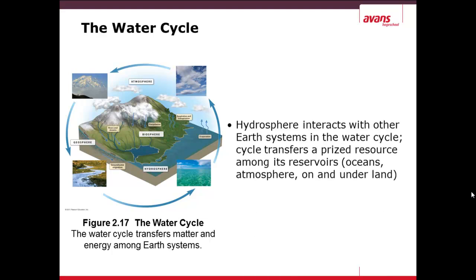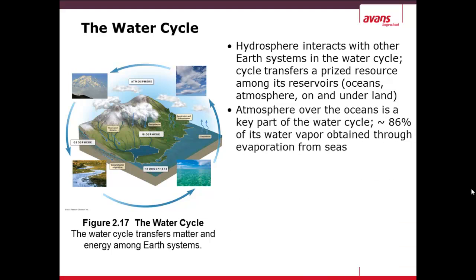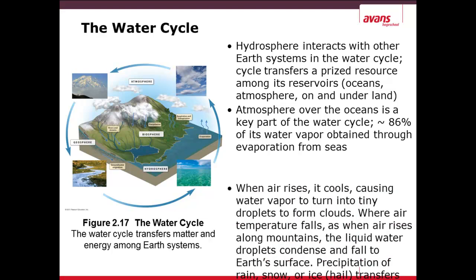The water cycle. The hydrosphere interacts with other Earth systems in the water cycle, transferring water among its reservoirs, such as the oceans, atmosphere, and land. The ocean is a key part of the water cycle. Approximately 86% of the water vapor is obtained through evaporation from the seas.